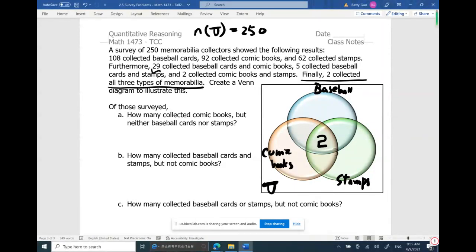And then let's look at this. 29 collected baseball cards and comic books. Baseball and comic, 29 of them. So we should have 27 here, right? Because 2 of them collected all the 3. So 27 collected only baseball and comic books. So we should have 27 there.